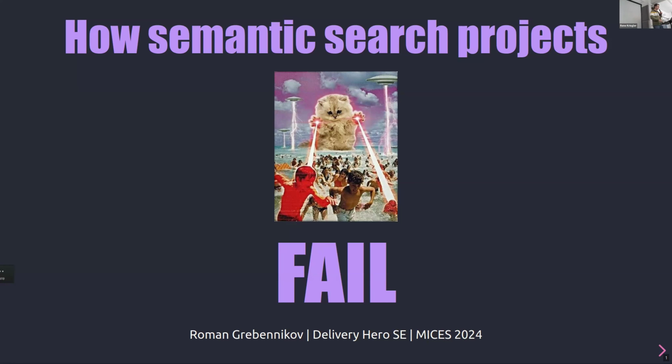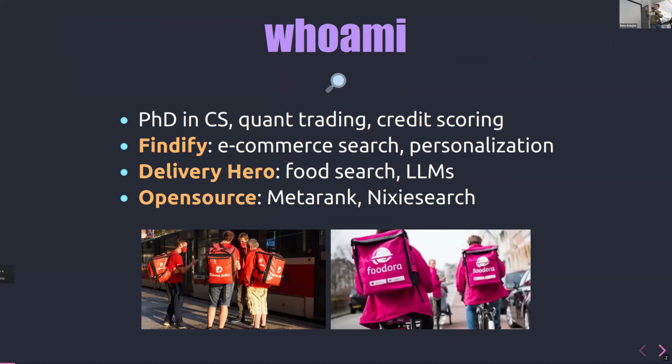A couple of words about myself: a long journey through computer science, machine learning, quant trading, and credit scoring. For the last couple of years it's been e-commerce search, originally with a focus on personalization and learning to rank. Right now I'm doing food search at Delivery Hero with a slight focus on neural networks. I'm also maintaining a couple of open source projects. One of them is MetaRank, an open source learning to rank service. The second is my take on building a Lucene search engine, done right.